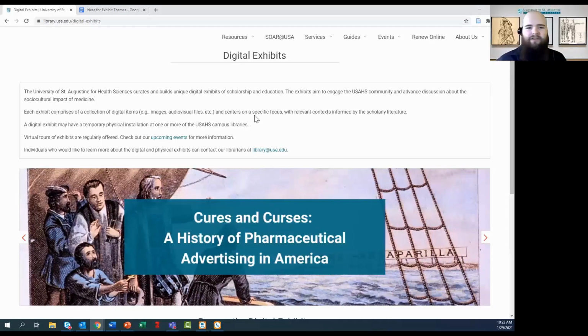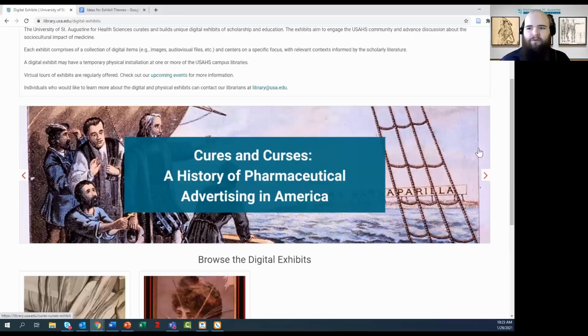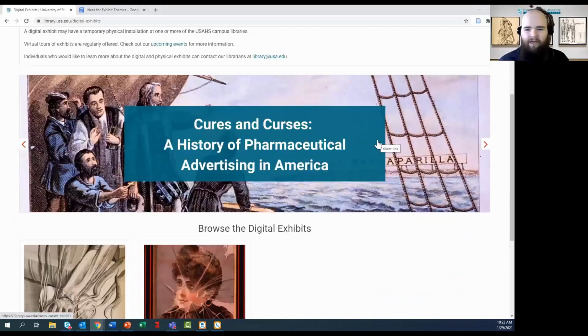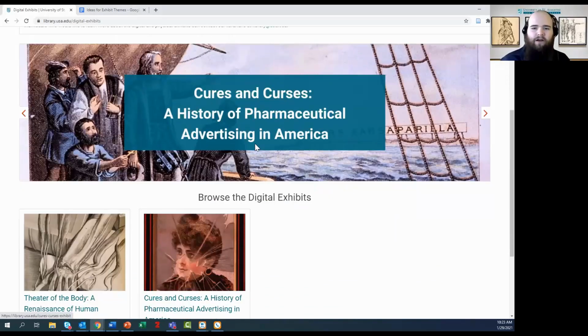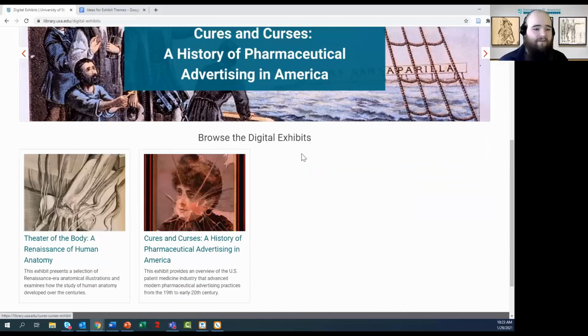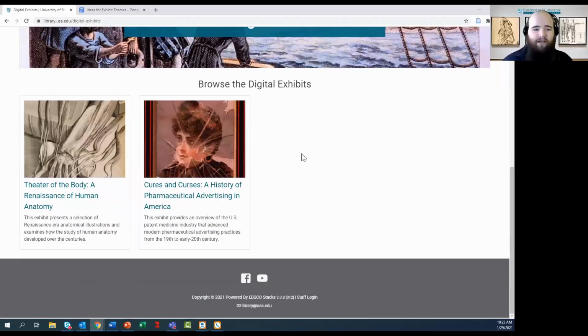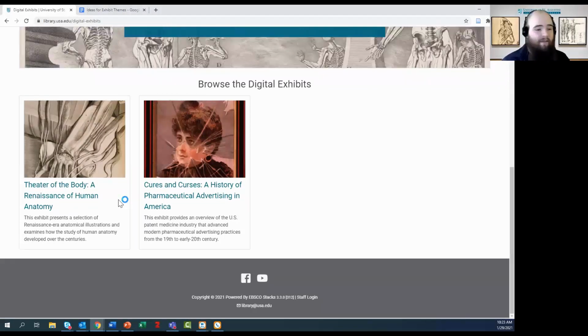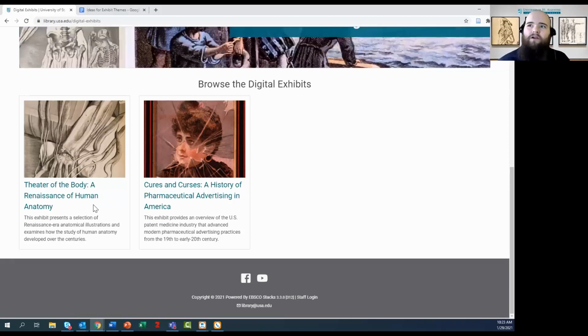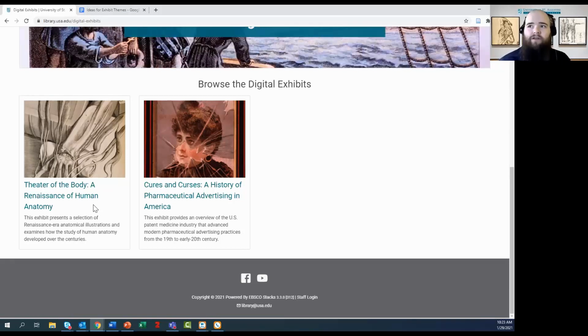But you see there's been a slider going through that's showing some of the exhibits that we have. In particular, at the bottom, we have the browse the digital exhibits. Currently, like I said, there's 2 of them at this time, and I'll briefly talk about each of them. Essentially, one that we created at the San Marcos campus library was the Theater of the Body, a Renaissance of Human Anatomy, which was installed on campus in fall of 2019.